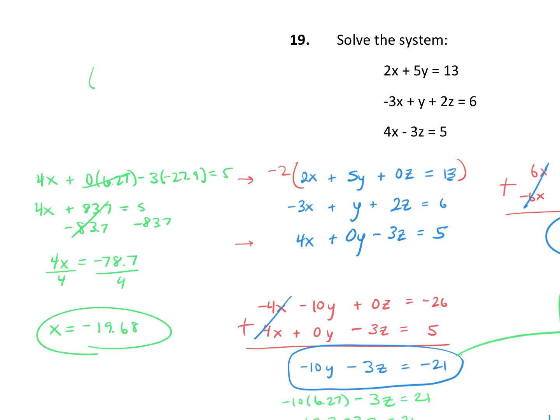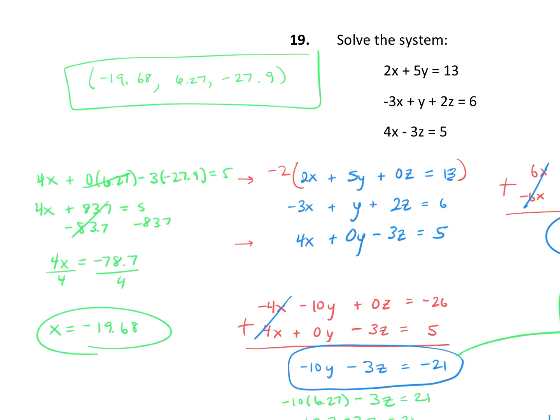All right, so final solution. An ordered triple, we have our x of negative 19.68, we have our y of 6.27, and we have our z of negative 27.9. Again, the decimals threw me off for a second, but all the work we did to get there is good steps to follow. And then once you get one of the answers, you just start plugging in, moving backwards to find the rest of your solutions.